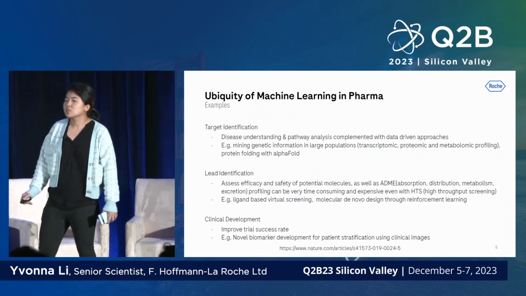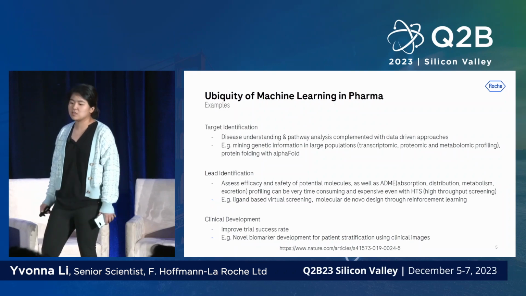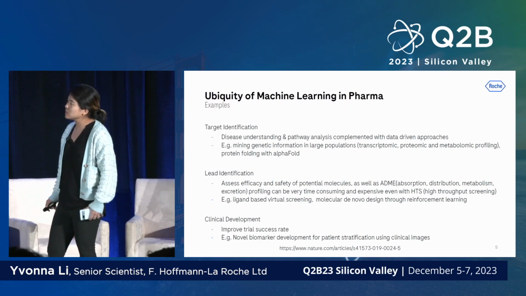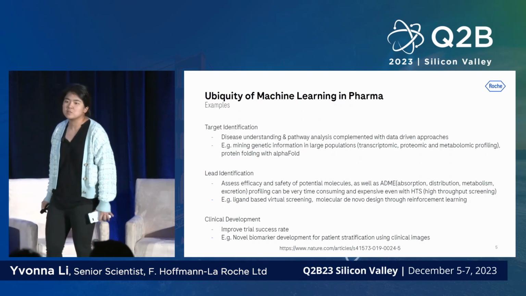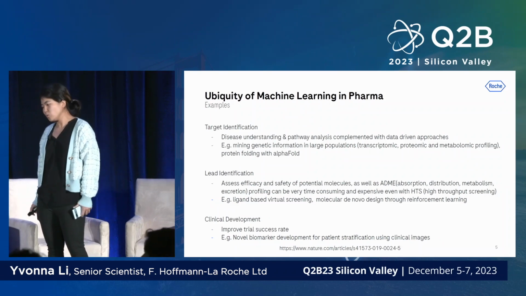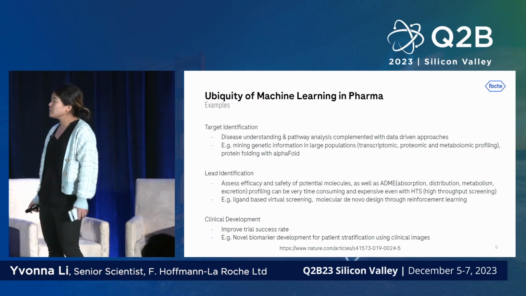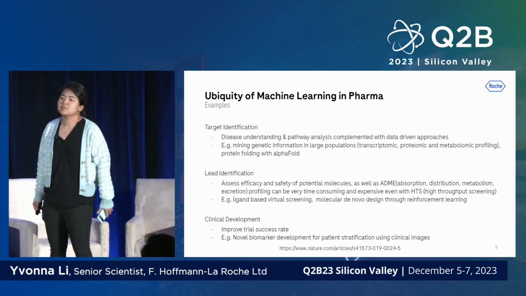And so traditionally, scientists have spent a lot of time on understanding the disease and mapping out pathways. So more recently, we complement this with a more data-driven approach. So this means that we can now, with machine learning, mine through large volumes of genetic information in large populations and help us quickly identify targets.